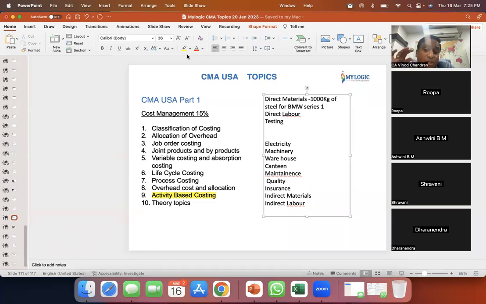So we discussed direct material and direct labor specific to project. And if you notice, at any point of time, the chairman is asking, okay, on BMW series 1, what is the labor? What is the material? In a flash of a moment, the cost accountant can give the data. You understood? That is the key factor. Now, direct material, direct labor is clear.